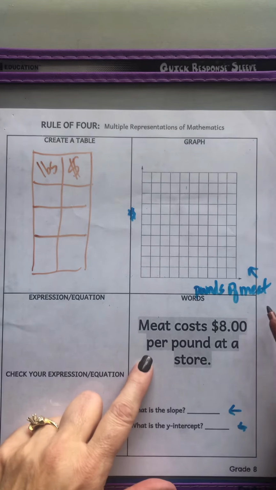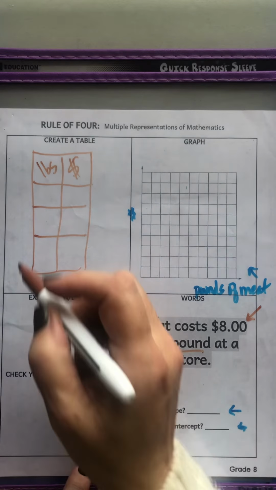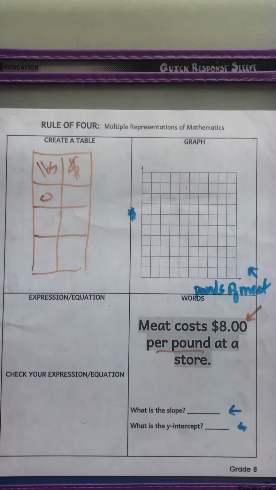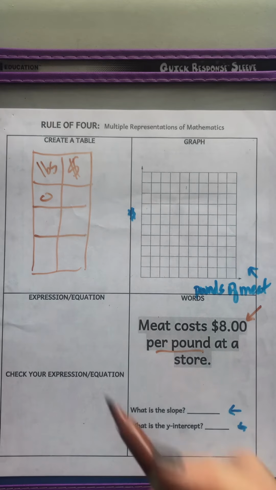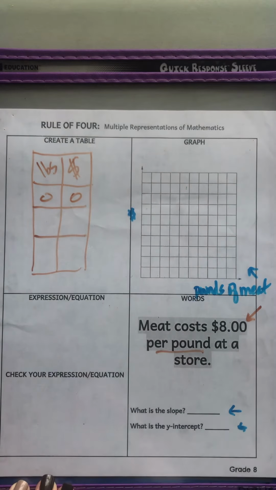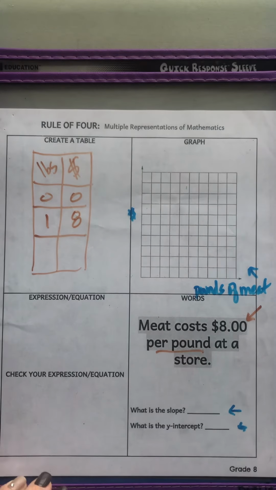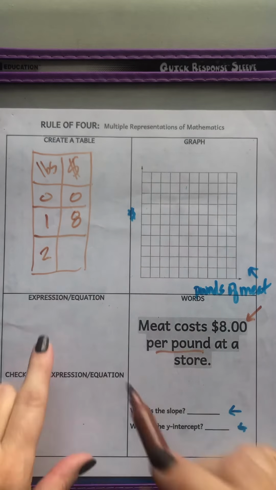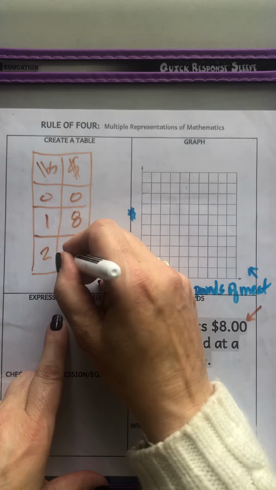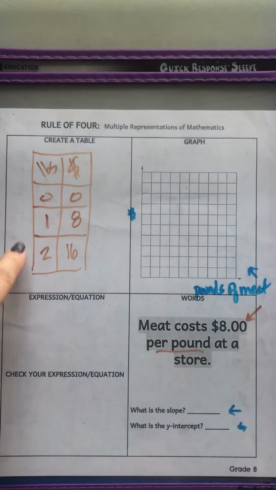Okay, so now if it says I'm going to get $8 per pound, so if I don't buy any meat at all, does it cost me anything? No. So I'm going to put $0 there. If I buy 1 pound of meat, how much will it cost me? $8. If I do 2 pounds of meat, I got 2 times 8, which is 16. So now I have some data points, right?